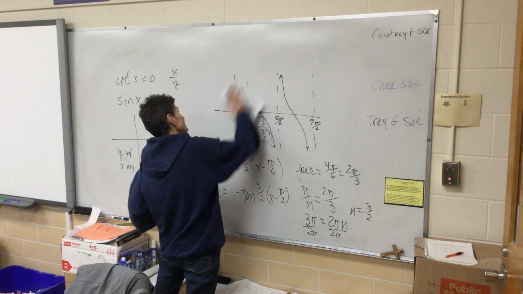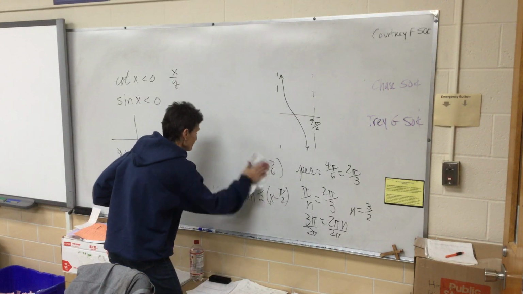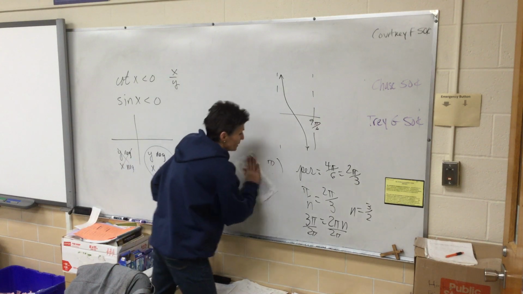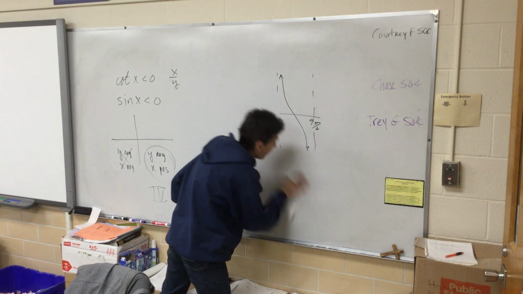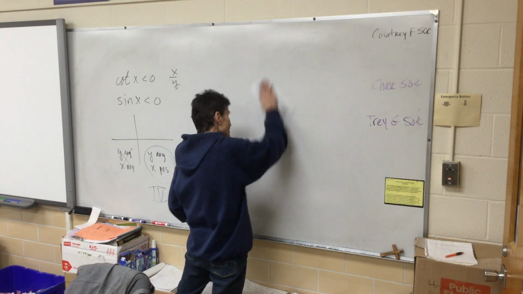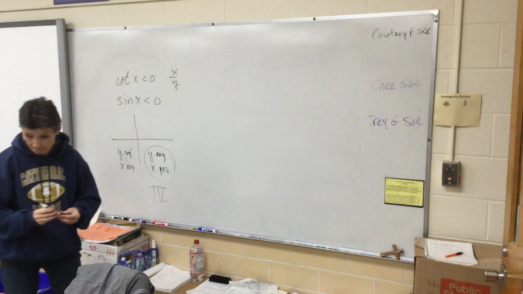The whole positive negative thing is so easy, you guys. If you just remember, cosine is x, sine is y, and tangent is a combination of both, y over x.